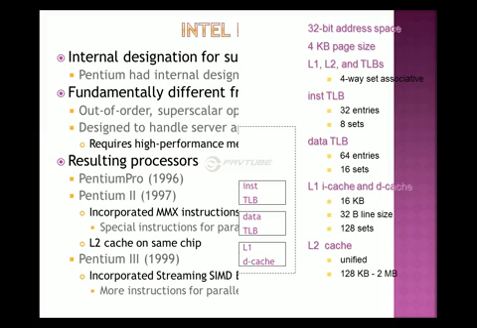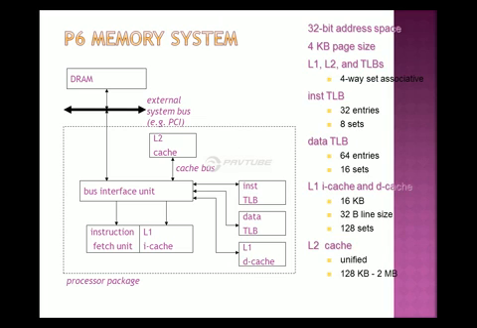Fundamentally different from the Pentium, out of order, the same concept. The resulting processors are, the prior processors are, Pentium Pro, available in 1996, Pentium 2, available in 1997, which incorporated MMX instructions, special instructions for parallel processing, and L2 cache on the same chip. Then Pentium 3, available in 1999. Then the P6 memory system.